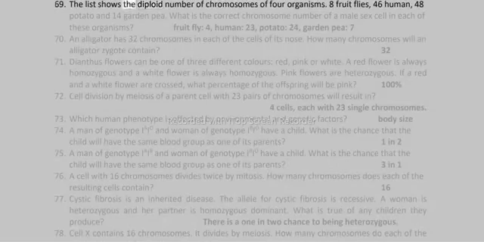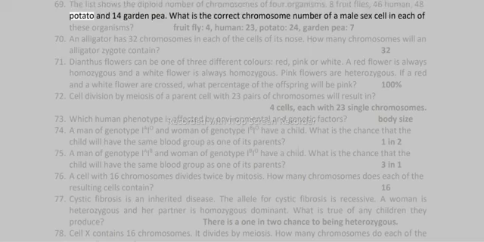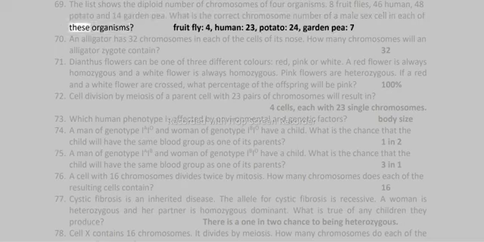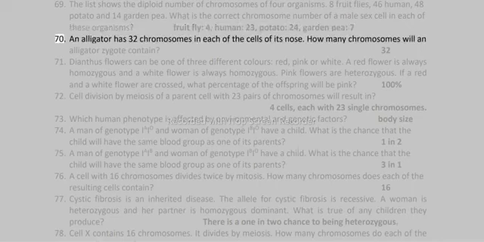69. The list shows the diploid number of chromosomes of 4 organisms: fruit fly 8, human 46, potato 48 and garden pea 14. What is the correct chromosome number of a male sex cell in each of these organisms? Fruit fly 4, human 23, potato 24, garden pea 7.